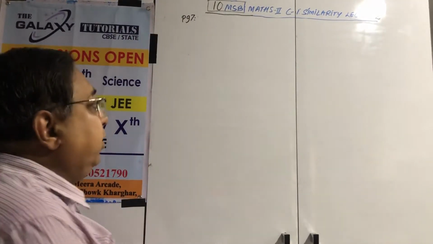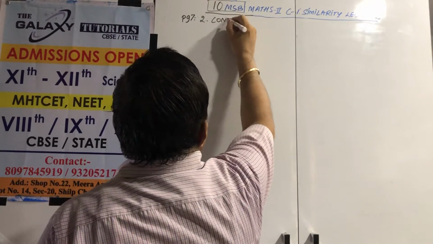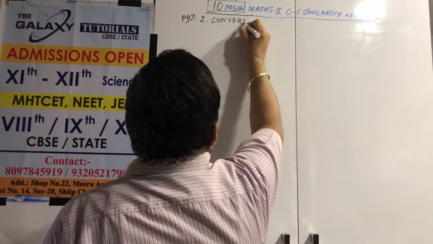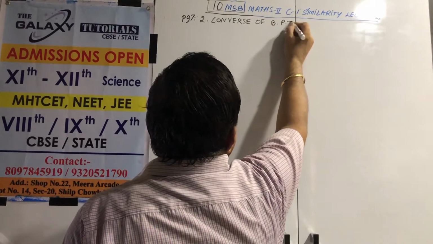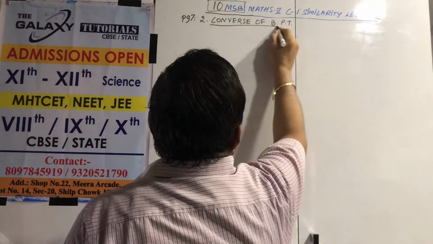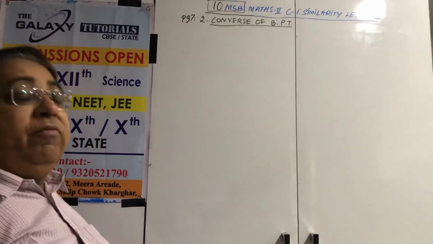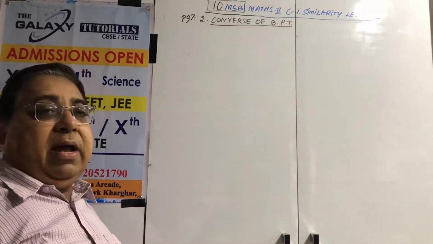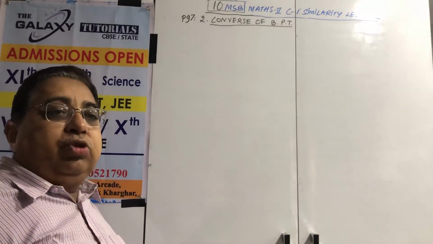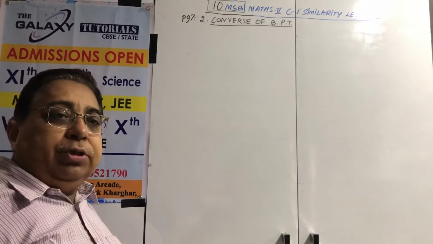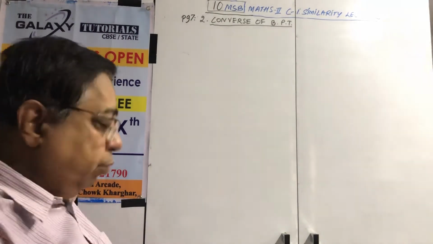Going to the converse. Second theorem: converse of the basic proportionality theorem. In this case, if the ratios of the intersection by a line, okay, cutting the two sides are in the same proportion, then the line is parallel to the third side. So this is what we are going to prove.